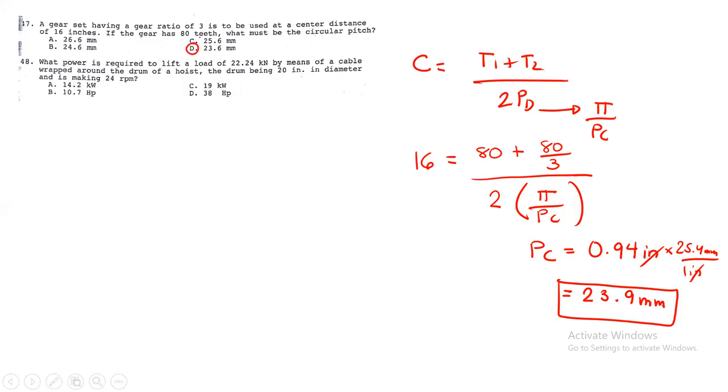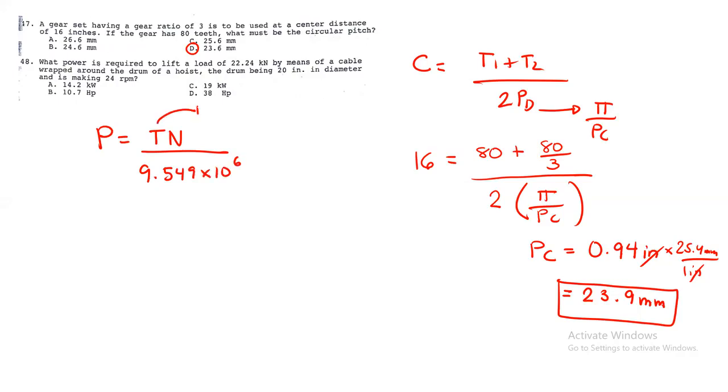The next, 48. What power is required to lift a load of 22.4 kilonewton by means of a cable wrapped around the diameter of a hoist, the drum being 20 inches in diameter and is making 24 RPM. So, hinanap natin yung power. Very easy lang to. Power is equals to Tn over factor lang. So, Tn over 9.549 times 10 raised to 6.